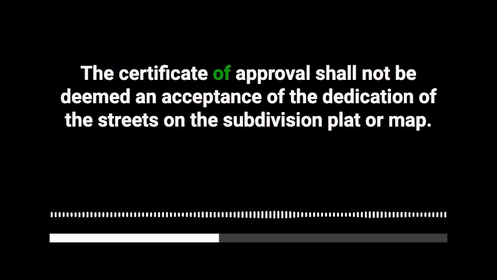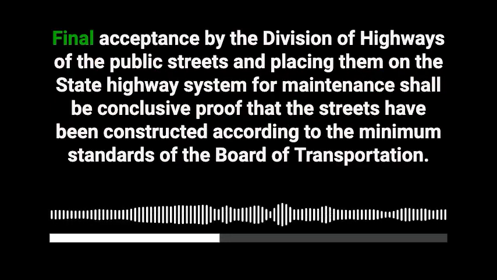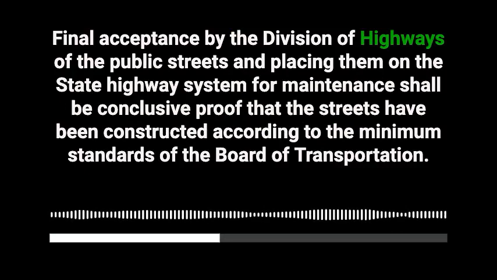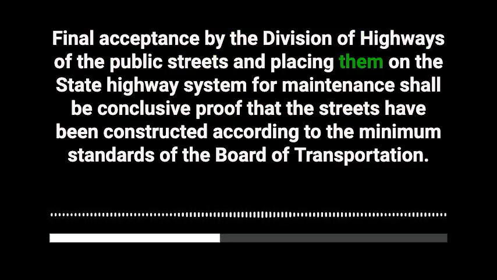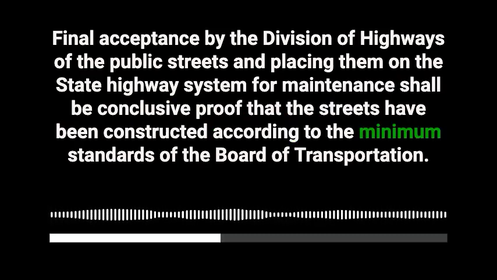The certificate of approval shall not be deemed an acceptance of the dedication of the streets on the subdivision plat or map. Final acceptance by the Division of Highways of the public streets and placing them on the state highway system for maintenance shall be conclusive proof that the streets have been constructed according to the minimum standards of the Board of Transportation.